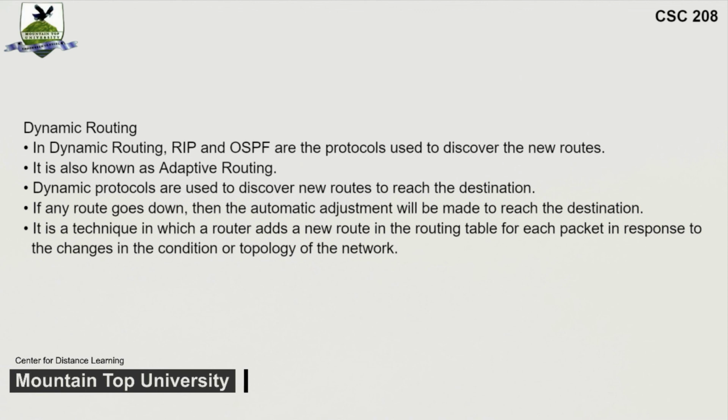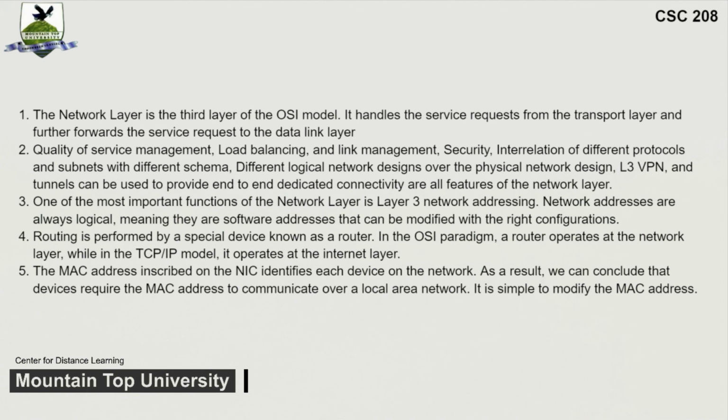Summary of Study Session 6. In Study Session 6, please note the following. 1. The network layer is the third layer of the OSI model. It handles the service requests from the transport layer and further forwards the service request to the data link layer.